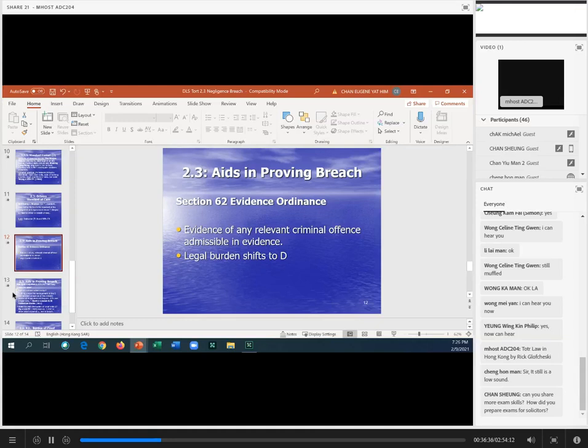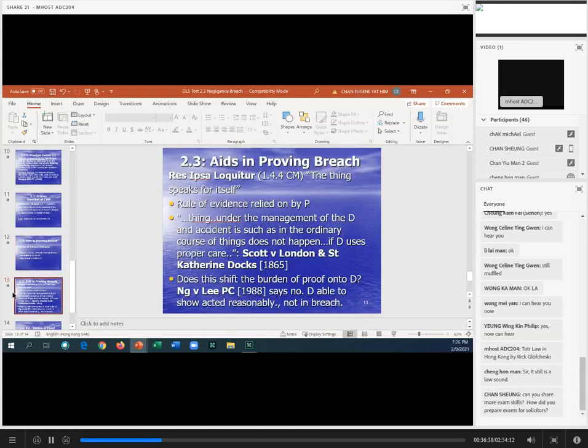The other very important aid in proving breach is res ipsa loquitur, which is covered very briefly at 1.4.4 in your course manual. First of all, know what the Latin expression says: the thing speaks for itself.